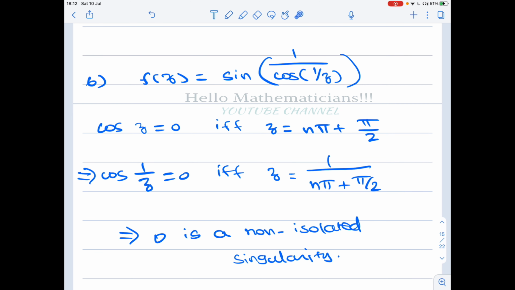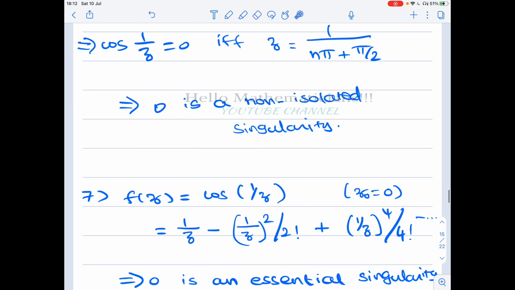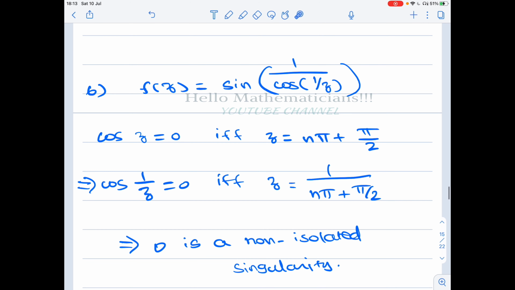Therefore, 0 is a non-isolated singularity. But these points 1 by n pi plus pi by 2, they are all non-isolated singularities. In this problem you have to say about z equal to 0 only, and one of the options was "0 is a non-isolated singularity", so you have to choose that option.